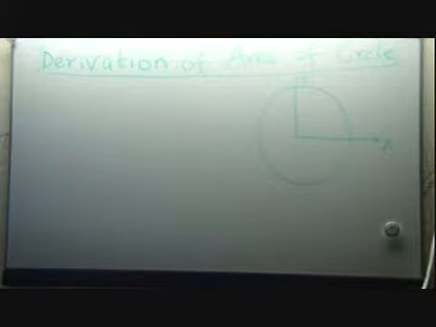Today we will try to derive the area of a circle of radius r. We will try to derive this using polar coordinates, but you can also do it using Cartesian coordinates. The end result is the same. As we all know, the area of a circle is given by pi r square, where r is the radius of the circle.